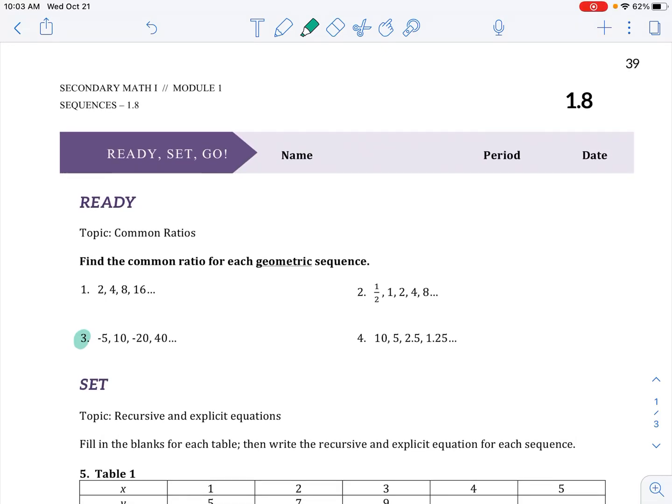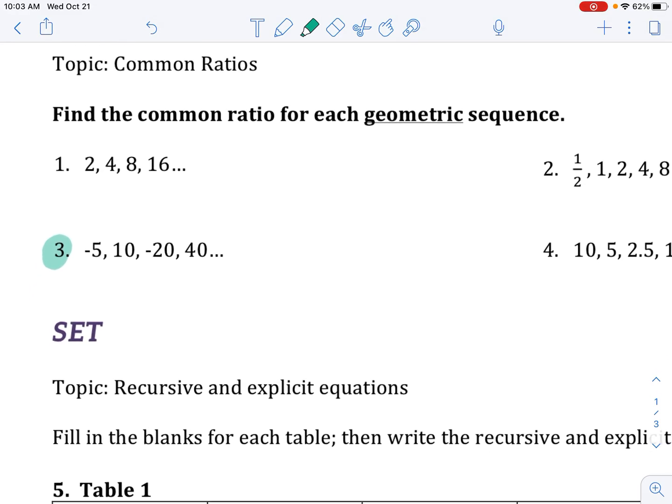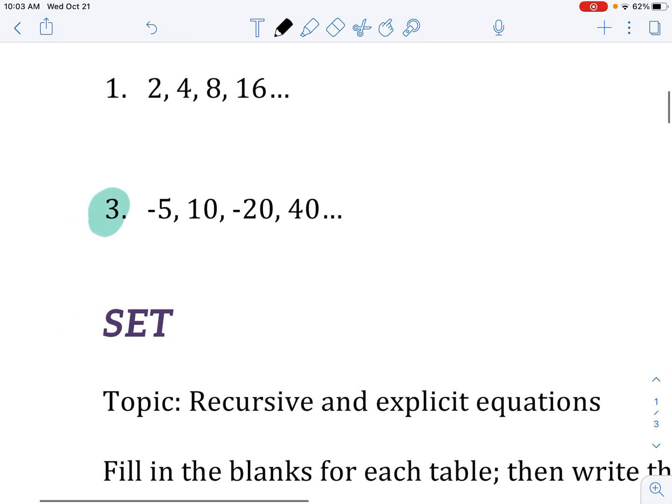All right, we're looking at 1.8, the ready, set, and go. For the ready, it says find the common ratio for each geometric sequence. So we know we're multiplying. I want to start with 3 because 3 is a little tricky. What would you multiply 5 by to get to 10? And sometimes we just simply do not know.